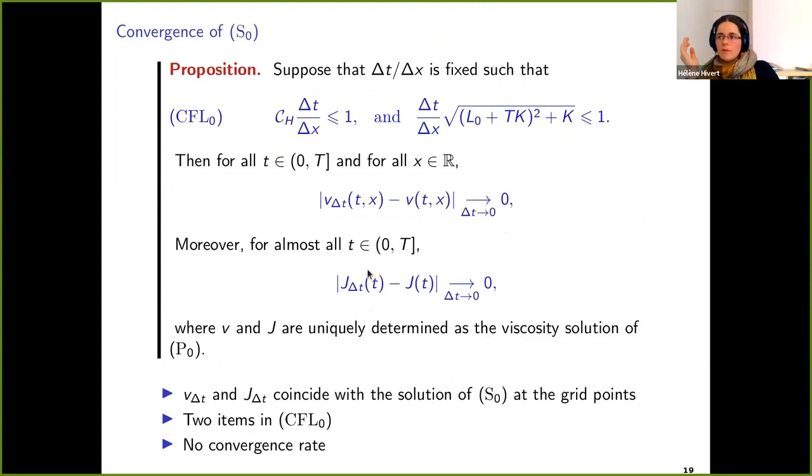So this is the idea of compactness arguments for the solutions of finite volume schemes. This theorem means that if you have the same kind of stability estimates, and if you make dt and dx go to 0 with a fixed ratio, then the solution of the scheme converges to the solution of the limit problem when dt and dx go to 0, and the same result holds for j. There are two items in the stability estimates, but no matter. Since it comes from a compactness argument, we can't have convergence rates.